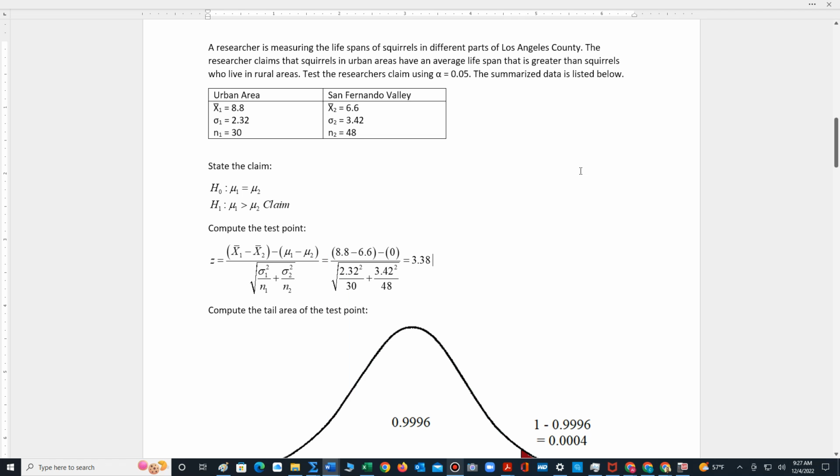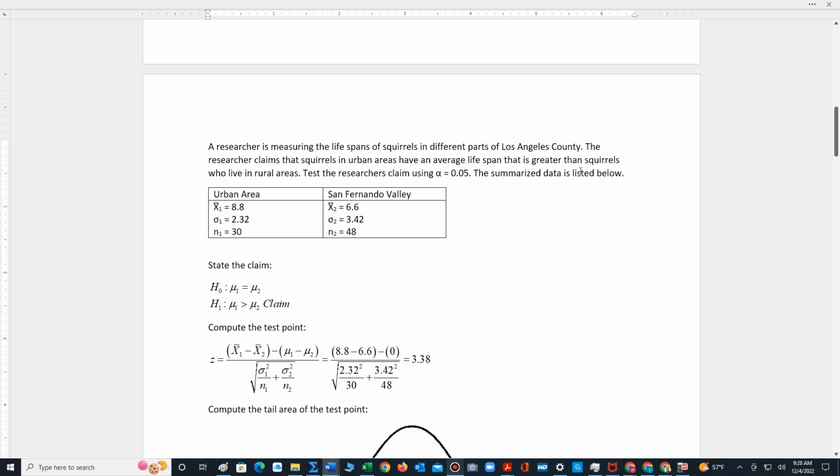Hello, in this video I will demonstrate how to perform a z-test for the difference between two means using the p-value method. We begin with the following problem. It says a researcher is measuring the lifespans of squirrels in different parts of LA County. The researcher claims that the squirrels in urban areas have an average lifespan that is greater than squirrels who live in rural areas. Test the researcher's claim using alpha is 0.05.